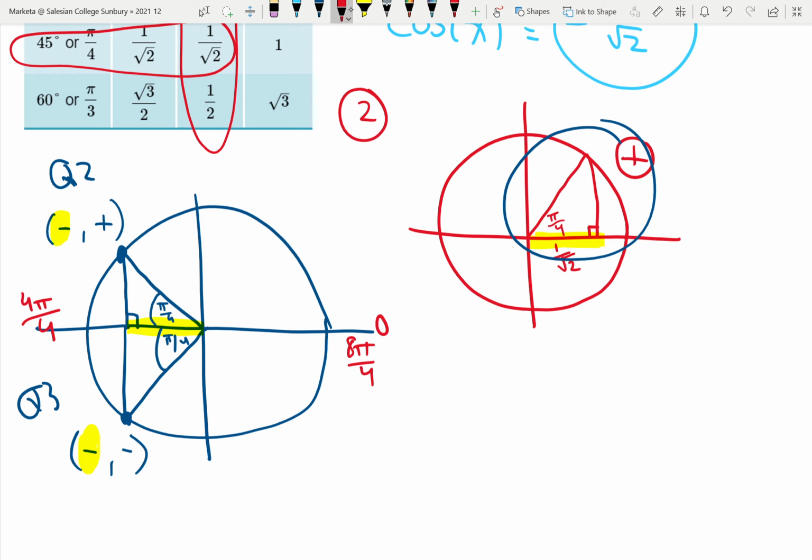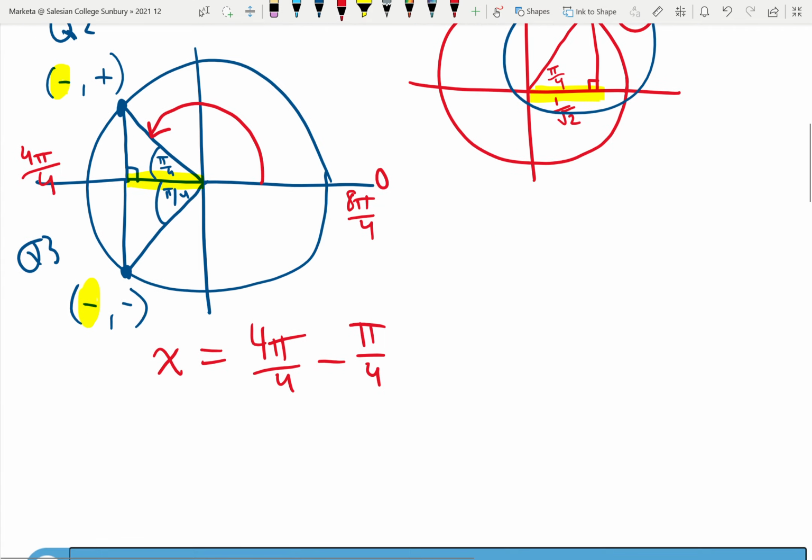Now, let's measure from 0, and we've got to go up to this point here. So we always measure from 0. If we were going to go all the way here, that would be 4 pi on 4, and then back a bit. So we go positive 4 pi on 4 and then minus pi on 4 to get to that place there. So our first value for x would be 4 pi on 4 minus pi on 4, and of course that's going to equal 3 pi on 4.